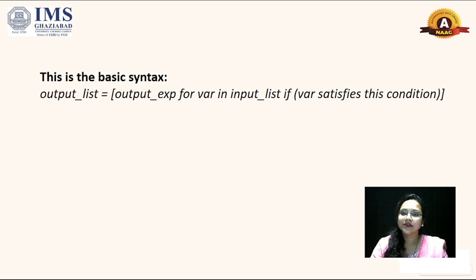Here you can see the basic syntax. What is written here? Output list means the desired list, which is equal to the output expression, meaning what you want to calculate in your desired output. And then for x in input list, if the condition is satisfied, then the output expression will work on that variable. Clear?